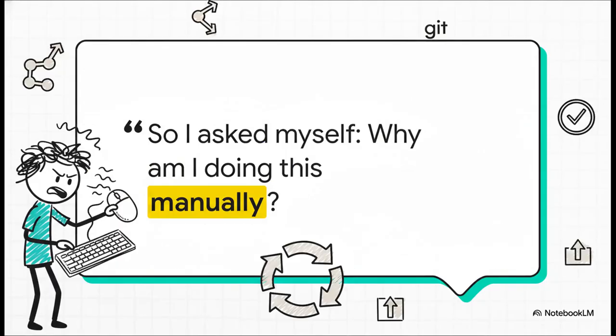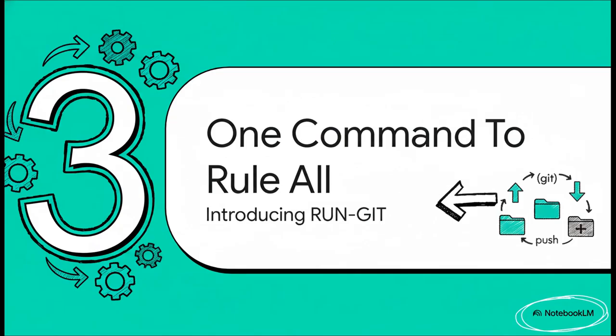You know, this exact frustration is what led developer Himanshu Kumar to ask a really simple but really powerful question. Why are we doing this manually? Why do we just accept this as the way things are? And that question led him to build a solution, a tool that's designed to completely eliminate this repetition. It's called RunGit. And yeah, it's basically one command to rule them all.